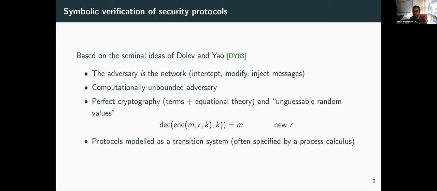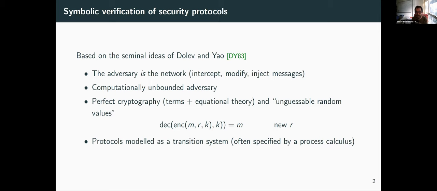The adversary, moreover, is computationally unbounded. But in order for this to make sense, we also need to take some hypotheses. As he's computationally unbounded, we have to suppose that cryptography is perfect. This is usually done by representing messages, rather than as bit strings, with logical terms and equational theories. For instance, the very standard equation to model encryption is to say that if I'm encrypting a message M with a key K and some randomness R, because encryption should be randomized, and I'm decrypting it again, then I'm getting back the same message M. So basically, encryption and decryption cancel out.